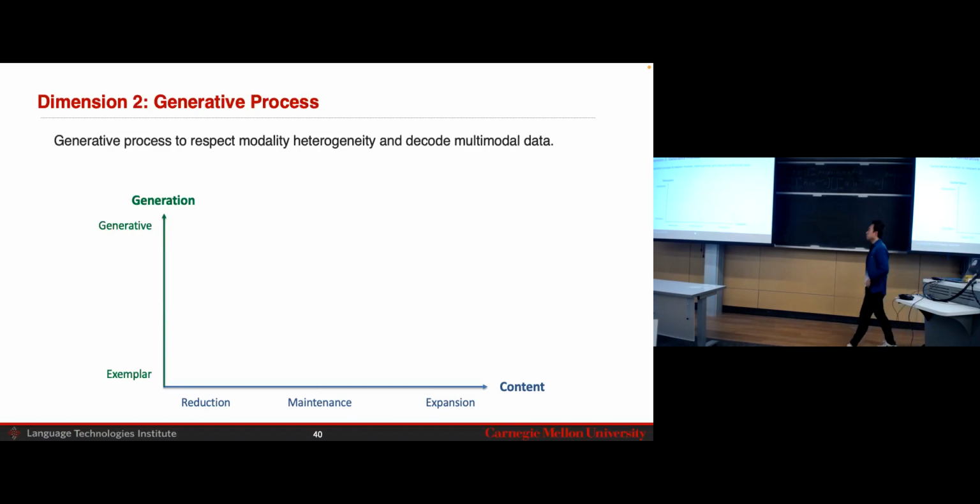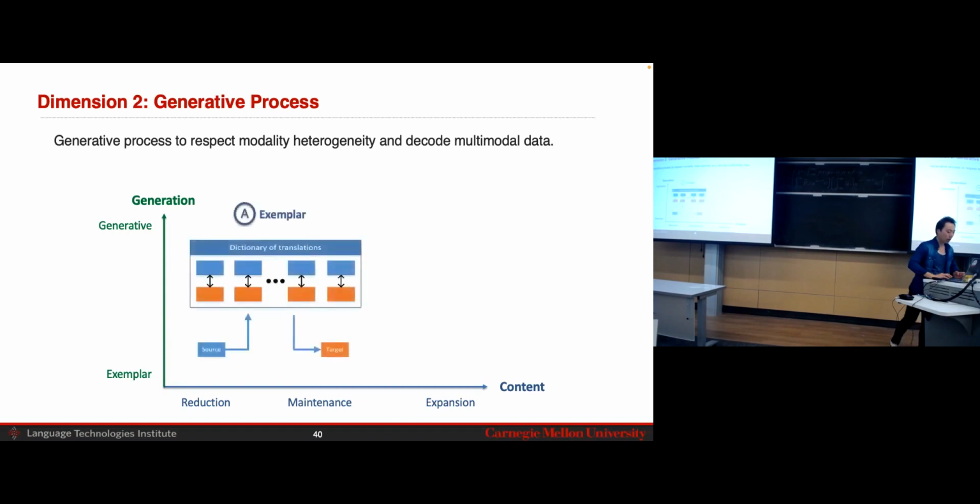The second dimension is typically a generative process. Given that you've encoded your data, you've captured the interconnections, you've decided whether to reduce, maintain, or increase these interconnections, how can you actually decode it into high-dimensional multimodal data? In a decoding process, you typically want to respect all the dimensions of modality heterogeneity. Whereas in representations, it was about encoding the heterogeneity from data to representations. The generative process goes the opposite way, going from representations to your data while respecting these dimensions of heterogeneity.